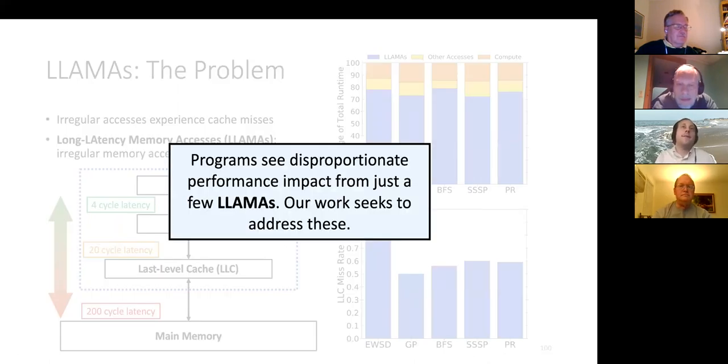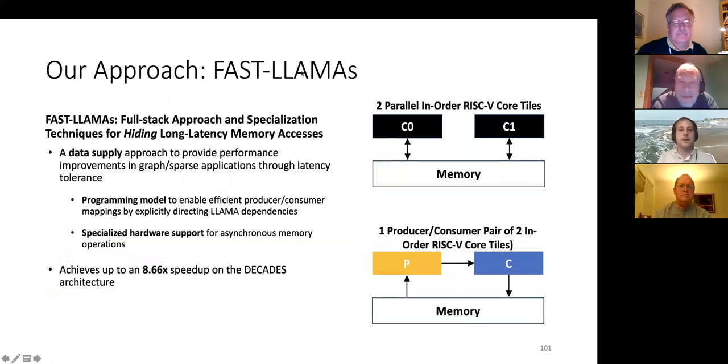But what I find encouraging is that when you think about all these applications, PageRank, SSSP, BFS, there's really only one memory access. When I say that, I mean statically in your code, that is the problem. It's this llama, the updating of the neighbor. So it gives you a very finely tuned target when you want to make an architecture for optimizing these sorts of problems. Our approach, which we've lovingly called fast llamas, is a full stack approach and specialization techniques for hiding long latency memory accesses. What we have is a data supply approach.